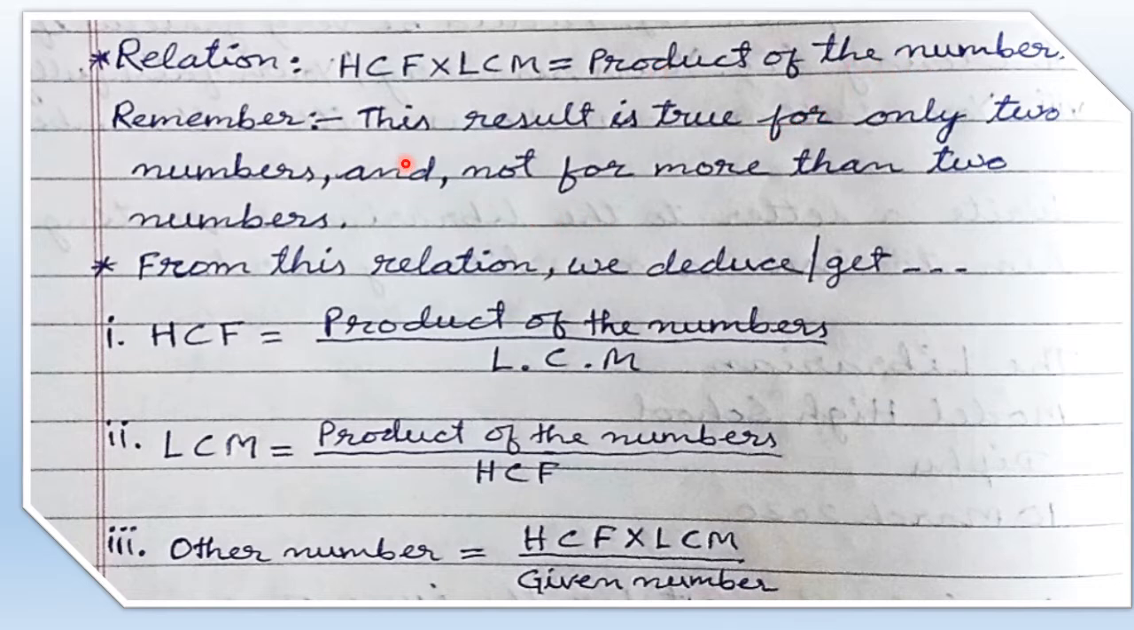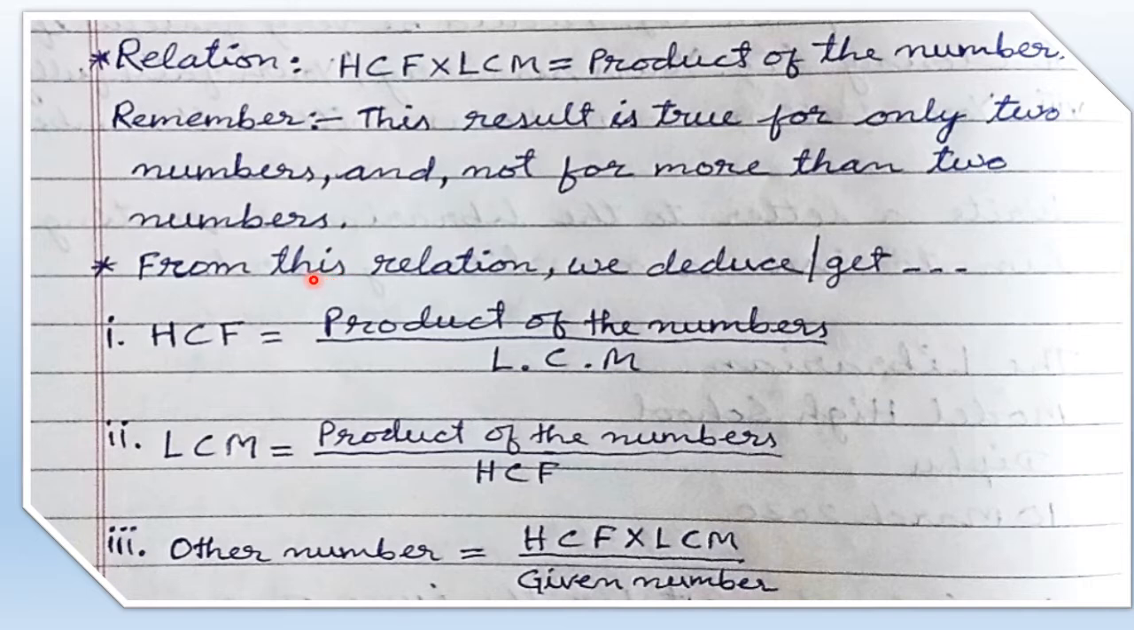Now remember, this result is true for only two numbers and not for more than two numbers. That means this relation will be applicable only when there are two numbers involved. Of those two numbers you find the HCF and LCM, and if you multiply them, the product you get will always be equal to the product of those two numbers. So this is the relation: HCF into LCM is equal to the product of the two numbers.